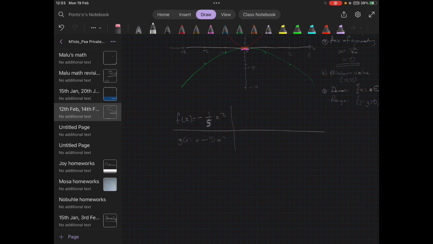And I guess we can do the same graph. Negative 2, negative 1, 0, 1, and 2. All right. So, okay, you set up your table. Great.